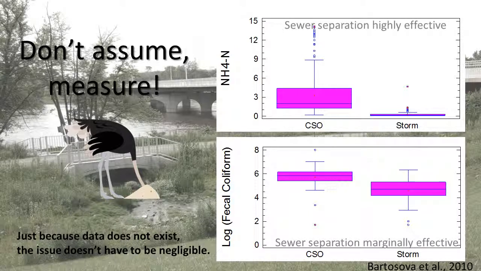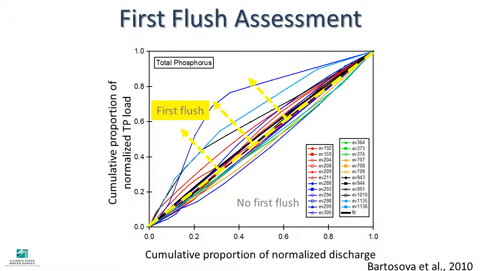Sewer separation is a popular and very expensive way to eliminate CSOs. The measurements show us that it is effective in improving water quality in some cases. In other cases, it is not. First flush is another concept that's often applied to CSOs. Again, we see that in some cases, some constituents exhibit a first flush effect. In other cases, they don't.